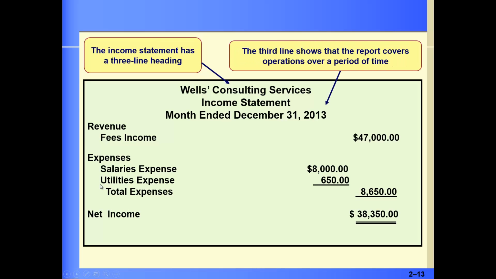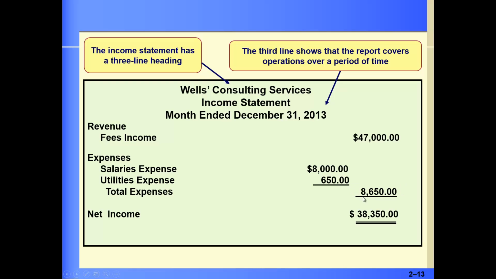At the top of every financial statement we will prepare, there's a 3-line heading. One of them is the name of the business. The second one is the statement, and the third is the date. As you can see here, revenue and expenses are headings. Fees income is the revenue for Wells Consulting Services, and then it lists 2 expenses, salaries and utilities, and these are over here because we add them together. Only totals go over here in this right hand side.